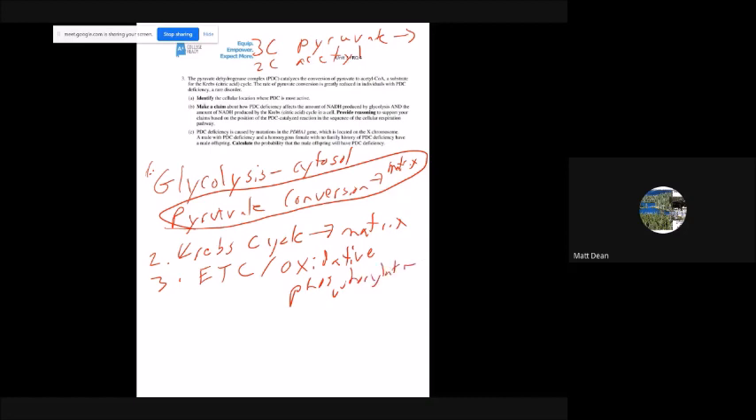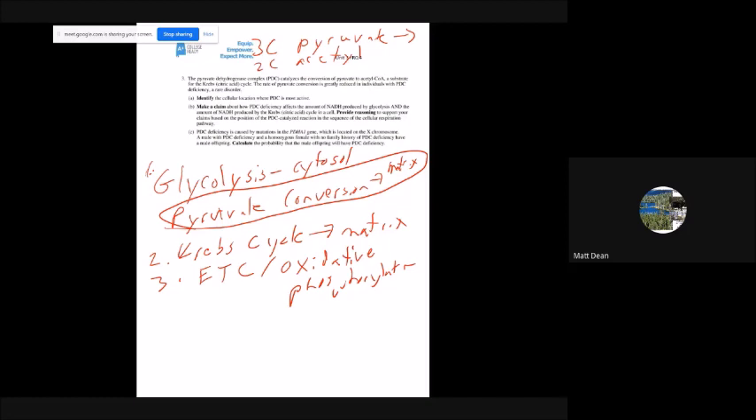So part A, identify the cellular location where PDC is active. Well, this conversion happens in the mitochondrial matrix. So I think you could have got by on part A by simply saying this process for PDC is most active in the mitochondria or in the mitochondrial matrix. Either way, you could have gotten a point on that.